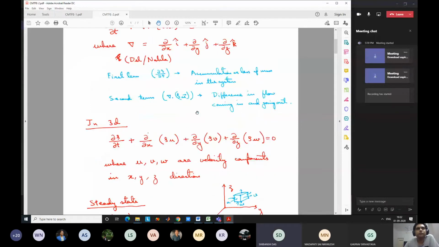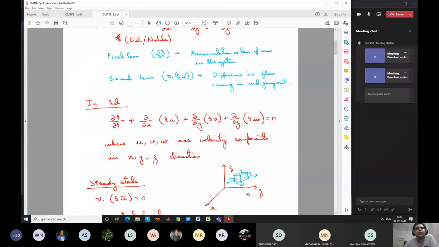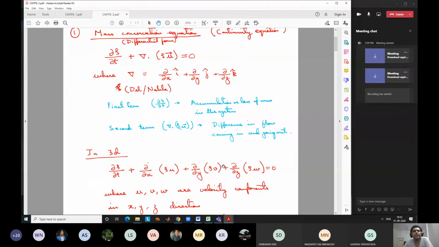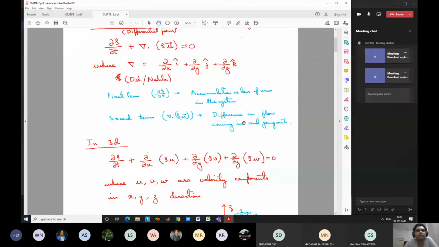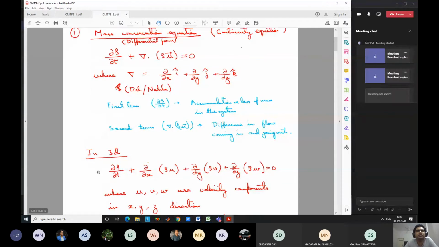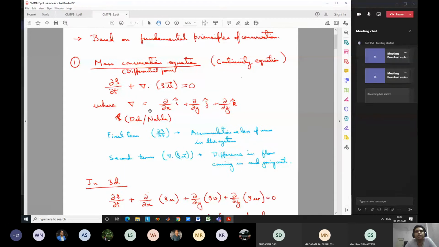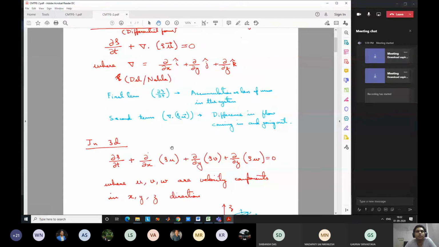Thank you, sir. Yes. So in 3D it will look like this, so I have written it in 3D. Actually this itself is sufficient, but some of you may get confused by this nabla term or del term. That's why I have written it here in 3D. So we can write it as del rho by del t plus del by del x of rho u plus del by del y of rho v plus del by del z of rho w equal to 0. Okay, where u, v and w are the velocity components in x, y and z direction.